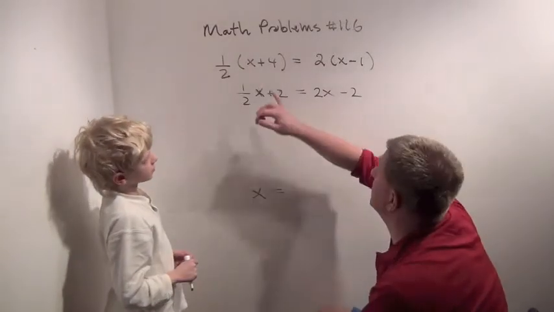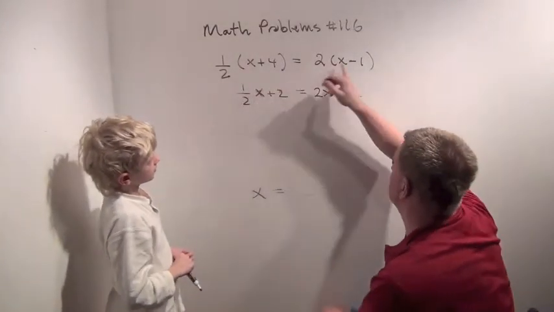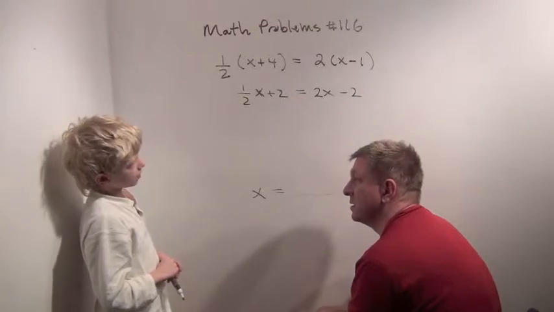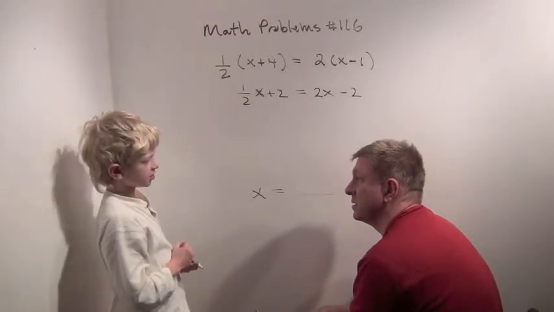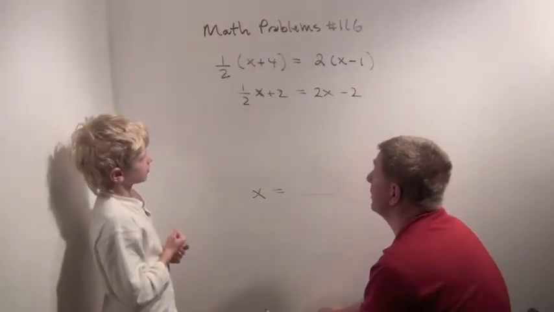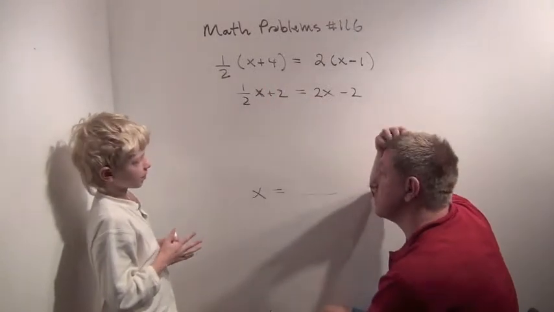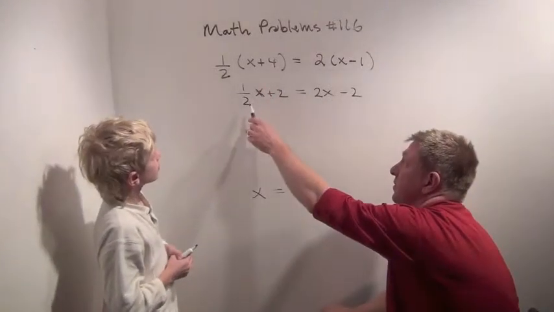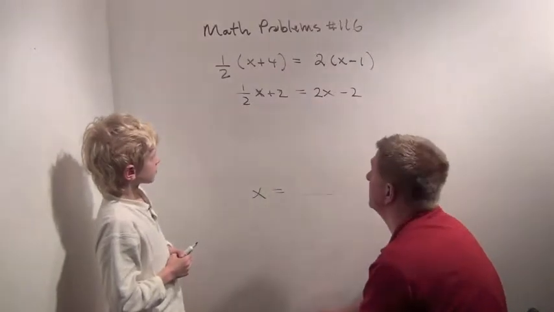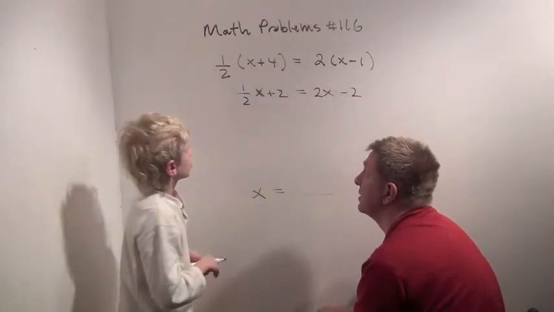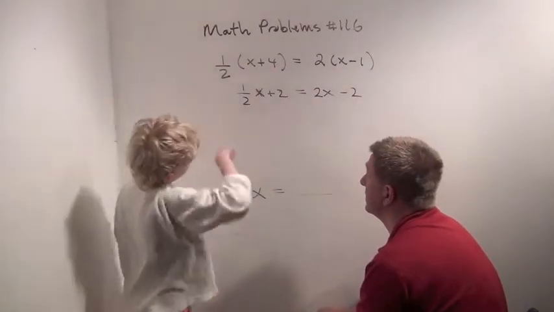Do you remember what that's called when you multiply a number through inside the parentheses? I think order of operations. Yeah, so it's this kind of order of operations called the distributive property. So that's nice. Good simplifying. 1/2 x plus 2 equals 2x minus 2. Okay, what's next? You get the variables on one side.